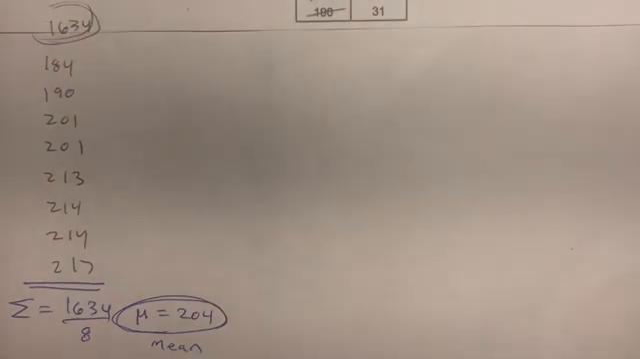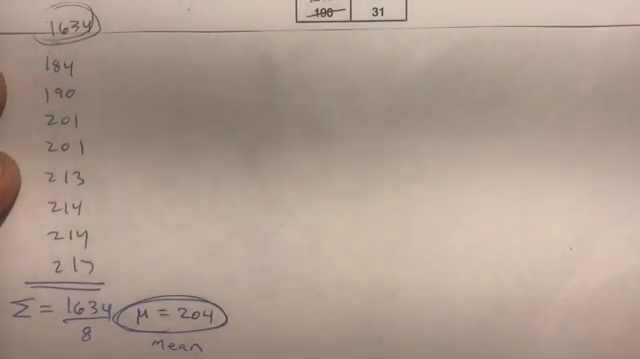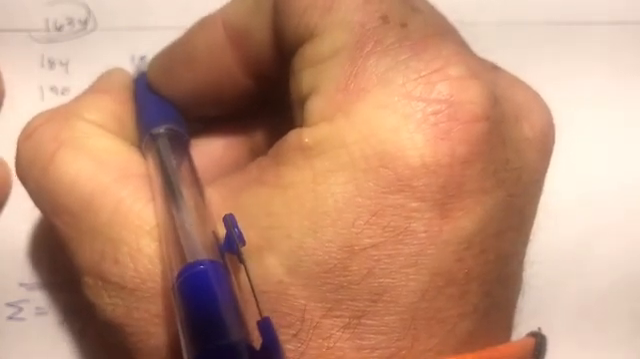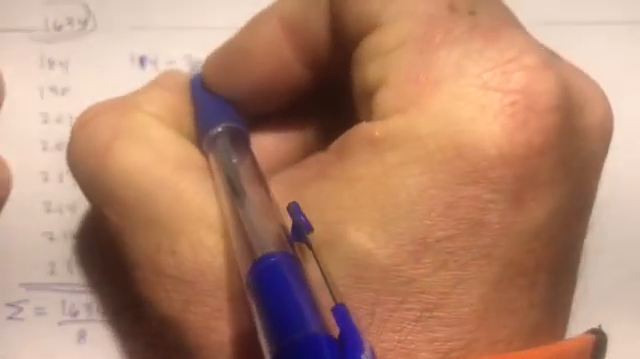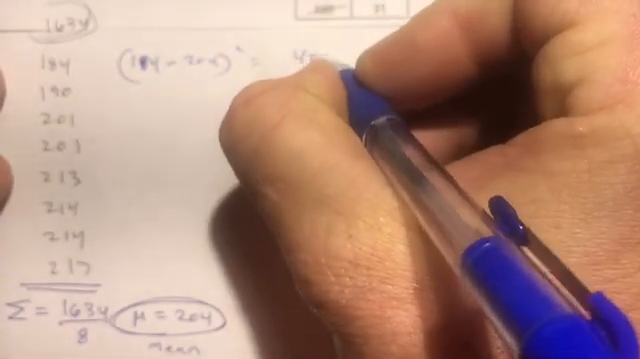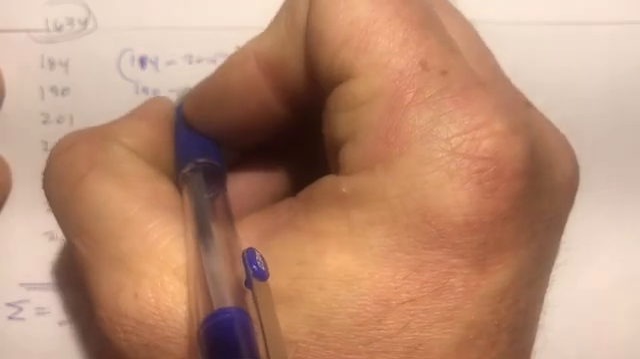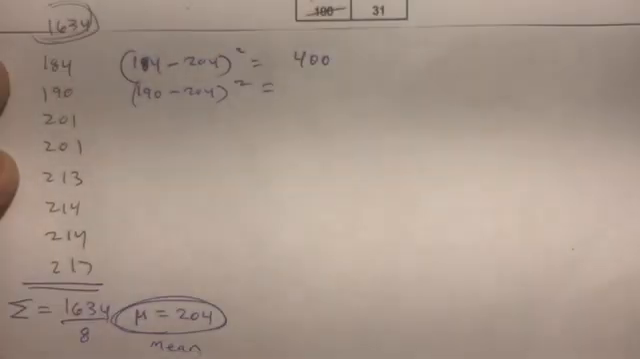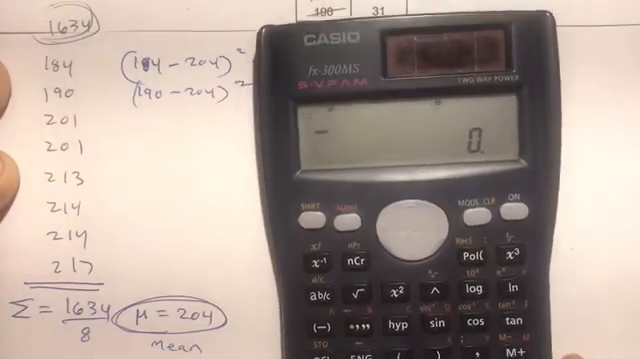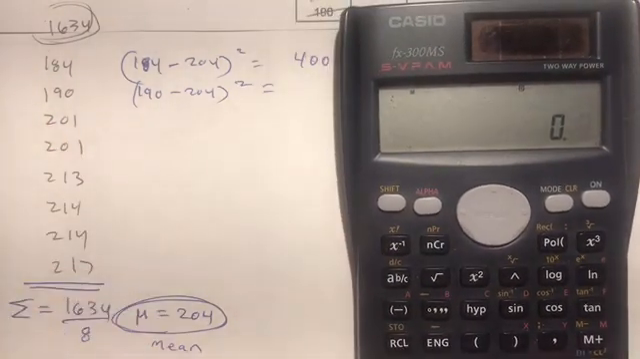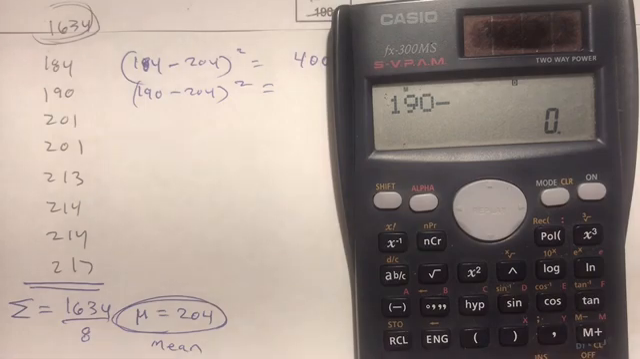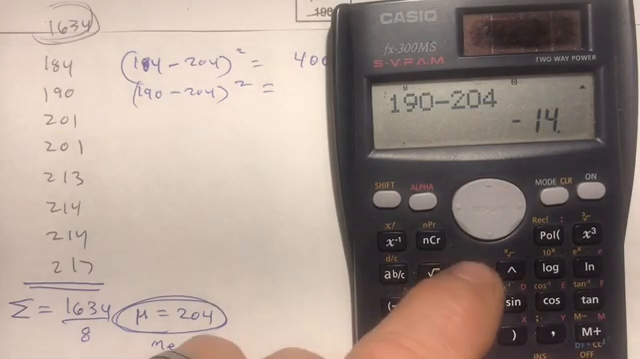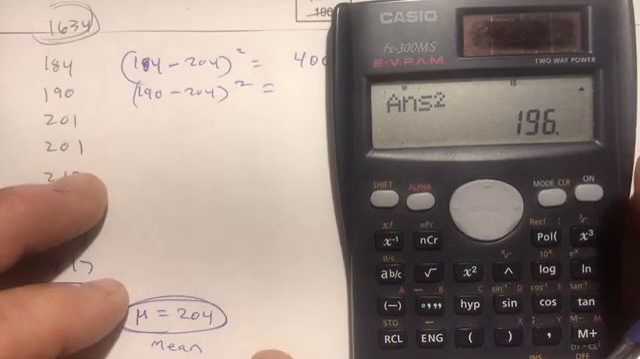All right, now I'm going to do 184 minus my mean and square it. That's going to be 400. I just did that one in my head. I'm going to do 190 minus 204 and square it. That's going to be, I think, 196. But I'm going to punch them on the calculator, okay? So I'm going to do 190 minus 204 equals, square it equals, that's 196.